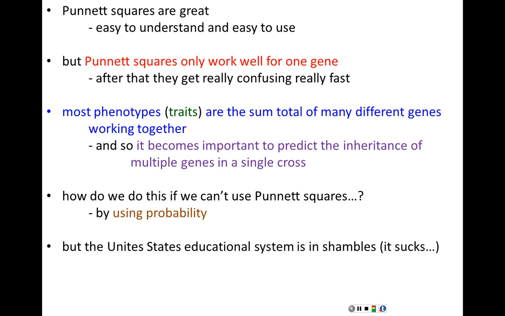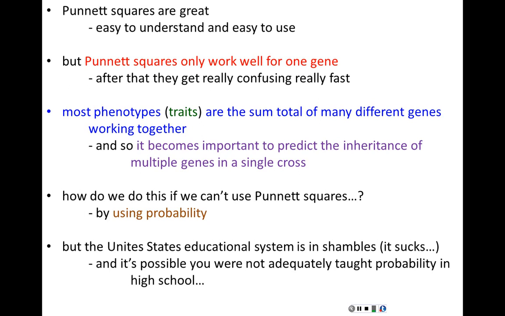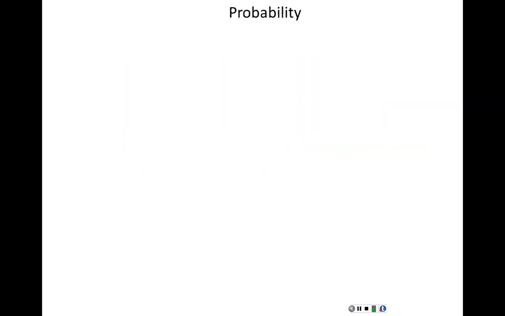It's unfortunate, but for the most part, the United States educational system is in shambles. It's in a pretty bad state. Many of you are Massachusetts residents. Massachusetts has one of the best public school systems in the country, so you might be in a better position than most, but I don't want to assume anything. It's quite possible that many of you were not adequately taught probability in high school, or even if it was adequately taught, you're not comfortable with it.